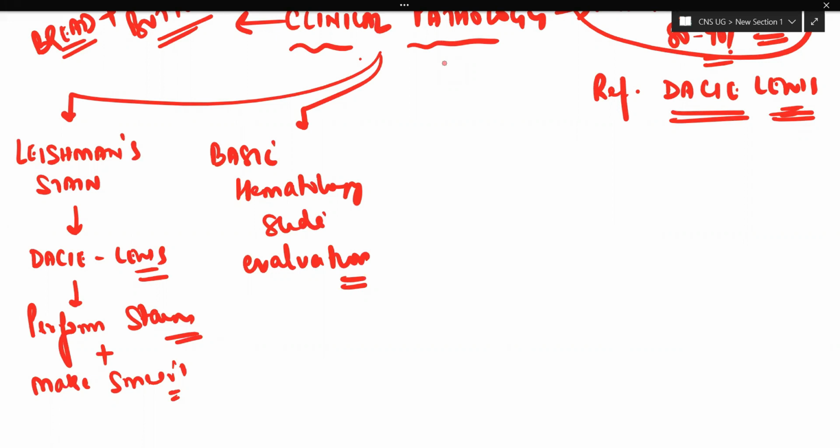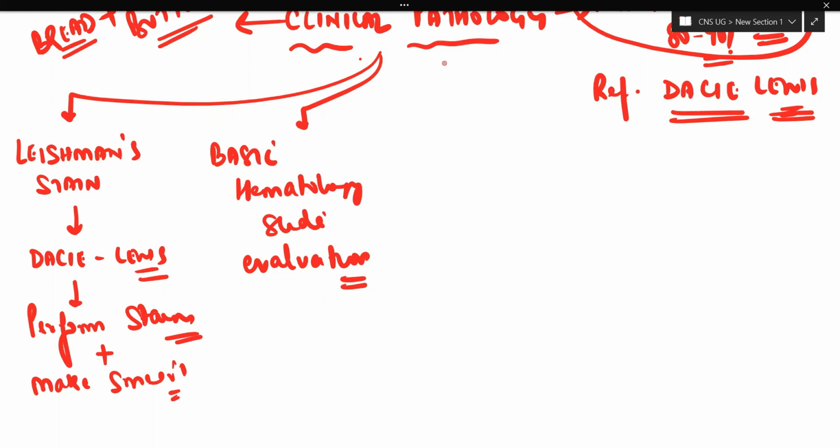How do you perform a differential counting? What is a normal slide? What is the normal percentage? What is a normal cell count? How do you get a rough idea of the cell count by looking at a particular slide? Or how are you getting the differential count? What is the correct method?